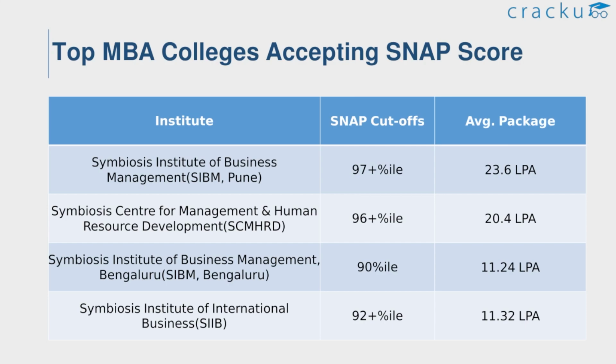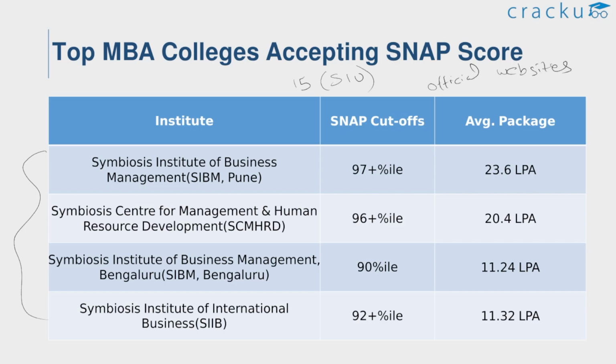Now let us see the top MBA colleges accepting the SNAP scores. As we all know, there are almost 15 institutes accepting the SNAP score under the Symbiosis International University. These are the top 4 institutes that you can consider applying to. Apart from applying for the SNAP exam, you need to apply for these colleges separately on their respective official websites.